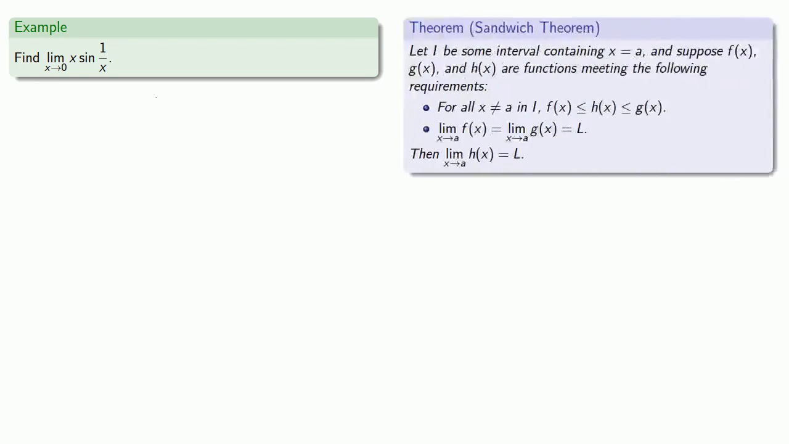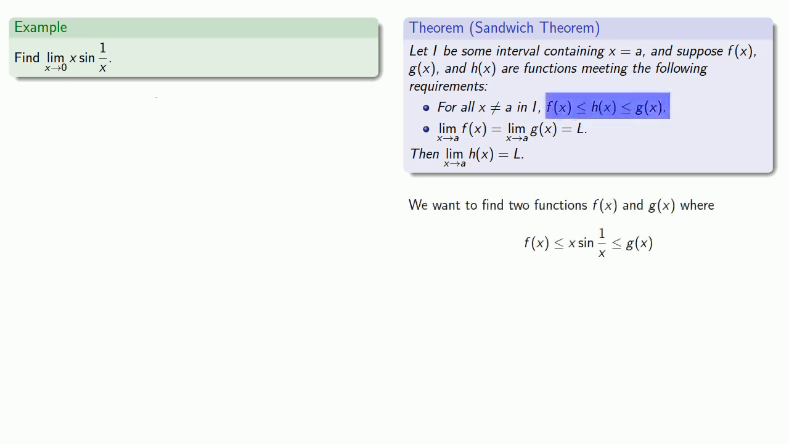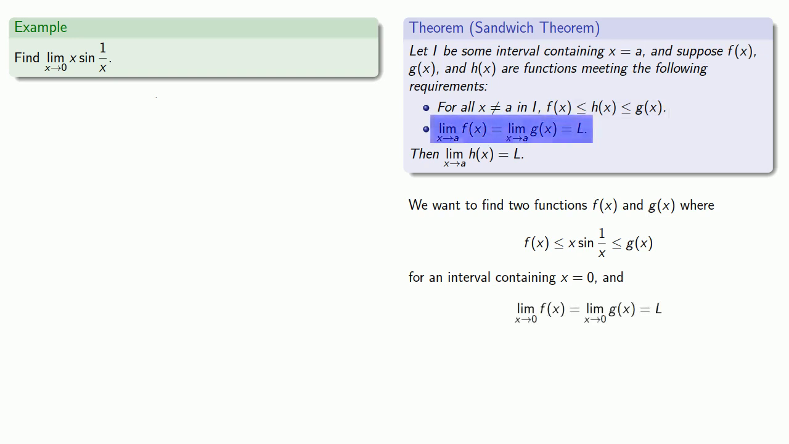So to apply the sandwich theorem, we'll want to find some interval containing our limiting value. And on that interval, we want to find two functions f of x and g of x, where f of x is less than or equal to x sine of 1 over x, which is less than or equal to g of x, for this interval containing x equals 0, and the limit as x approaches 0 of f of x and the limit as x approaches 0 of g of x is equal to the same number L.